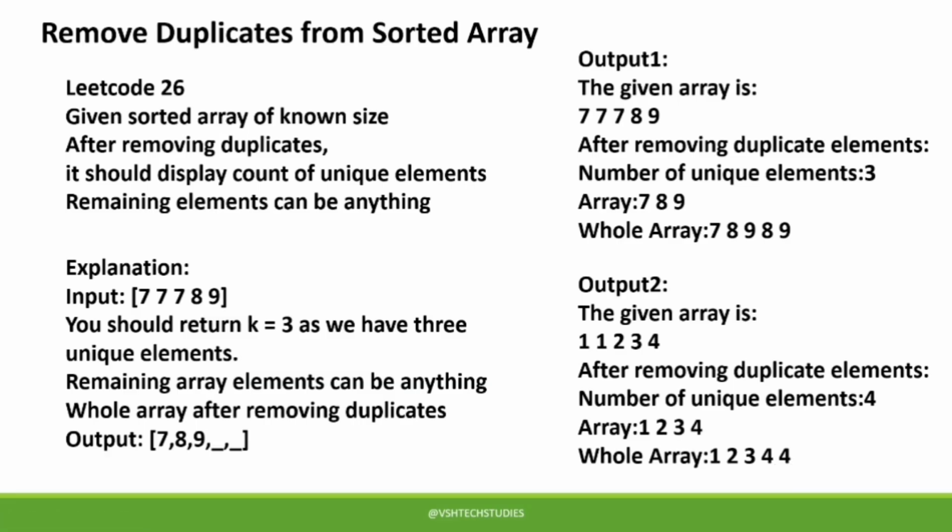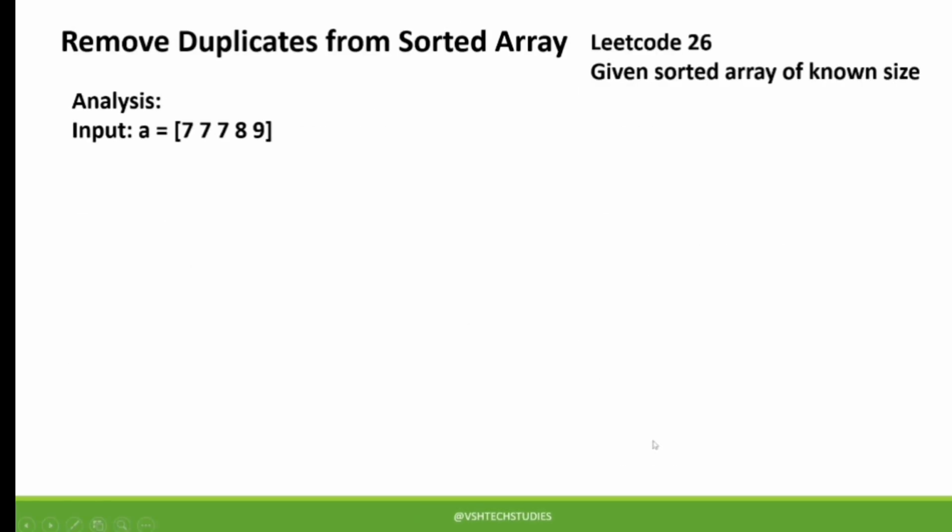Okay. So next we shall see the implementation of this problem in C code. Before actual coding, let us analyze the given problem. So the given array is of known size, here it is 5, number of elements is 5, and they are in sorted order. Now, remove duplicates means what logic we have to follow in coding, that we will have to analyze first.